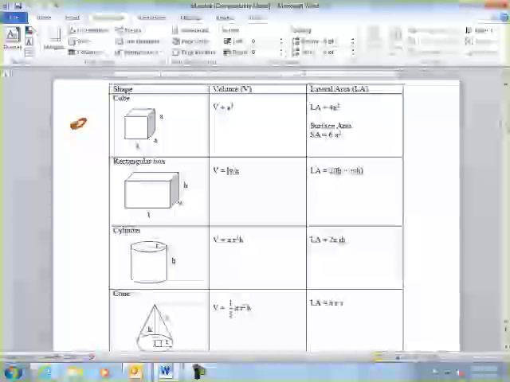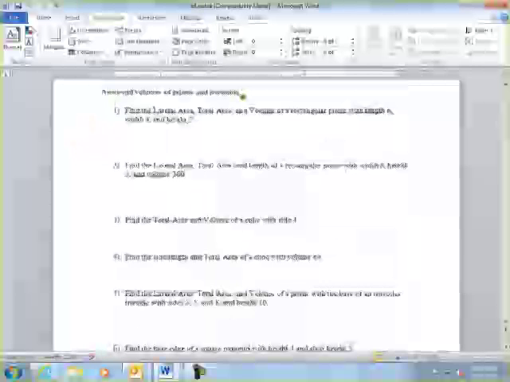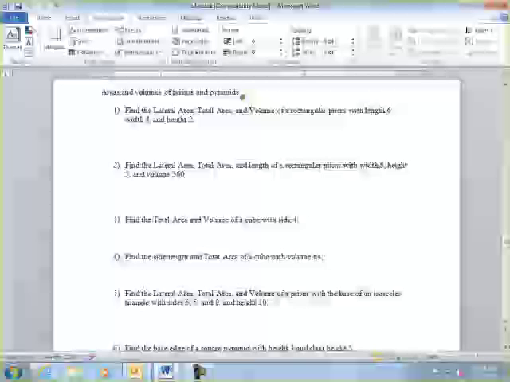Total area, which you will be asked for in our examples and in the homework, is when we take that lateral area, all of the sides. Lateral means sides. So lateral area is the side area. Total area takes that lateral area and adds to it the top and the bottom. So you will need to know that. But you do not need to know your lateral area formulas. Those will be provided.